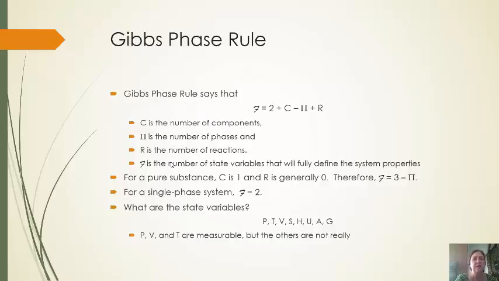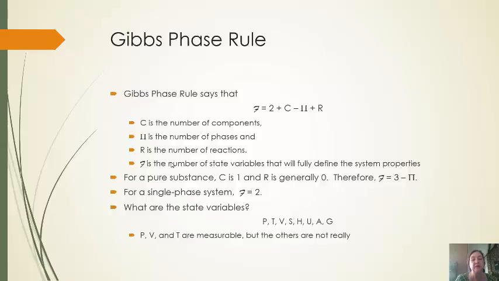Now, to get started on this, let's talk about the Gibbs phase rule. Gibbs phase rule says that the degrees of freedom, which is how many state variables must be defined for a problem to be solved, is 2 plus the number of components minus the number of phases plus the number of reactions. Now, if we have a pure substance, C, the number of components will be 1, and it's not normal for one single substance to react, so R is typically 0, and so in that case you end up with the degrees of freedom is 3 minus pi, the number of phases.